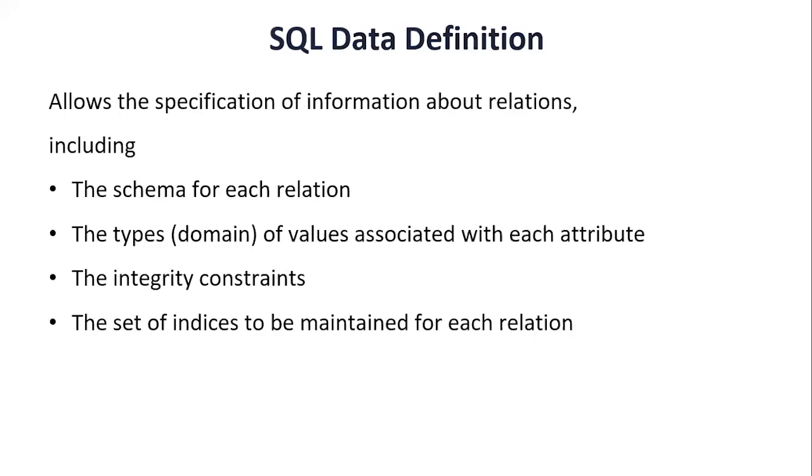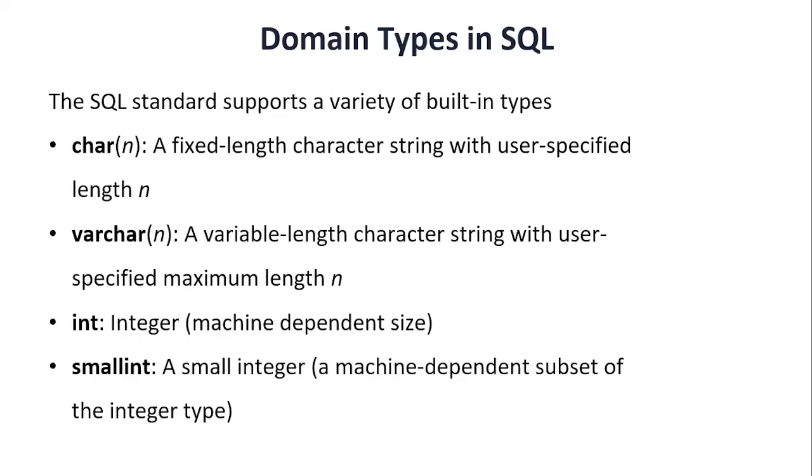First we will look at the data definition side of SQL. Using the SQL commands available, we can define the schema for each relation. In a few minutes, we will see how to do that. We also can define the types or the domain of each different column in those relations, different integrity constraints, as well as what we will later learn as indices that are going to be maintained for each of these relations. First, we will look at what domain types are available in SQL.